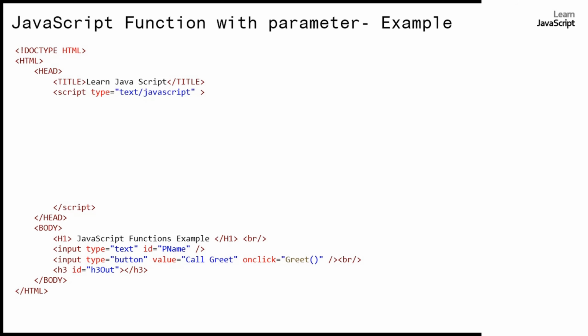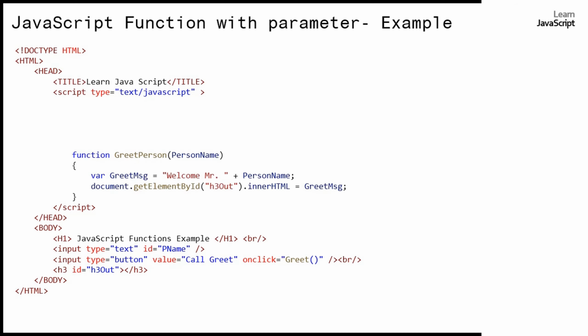So here we opened the JavaScript tag. This time you see this function greetPerson which takes a person name. The greet message here is welcome Mr., and we take the parameter and we append it to the static text welcome Mr. Then we are setting the h3 element with the inner HTML. So this is an example of a function taking a parameter.